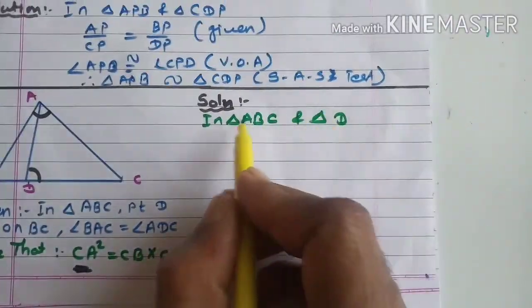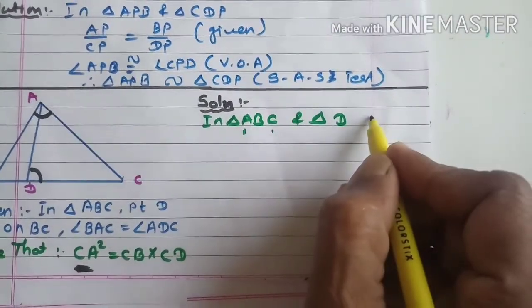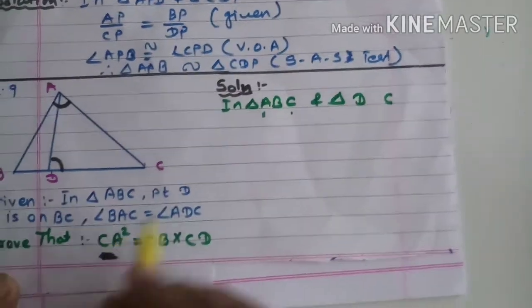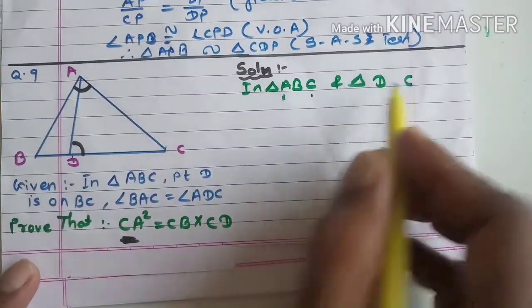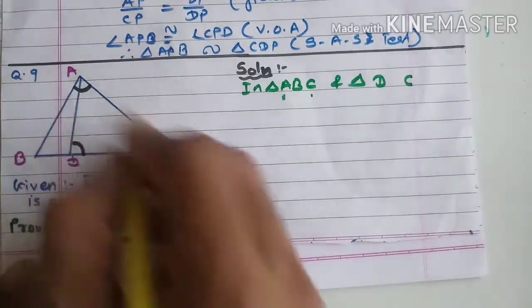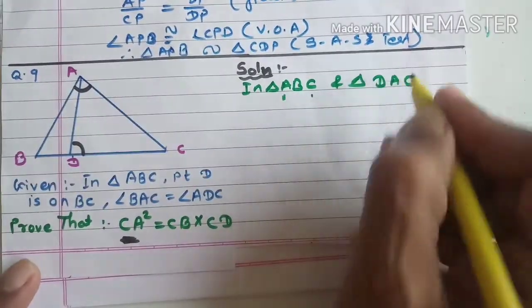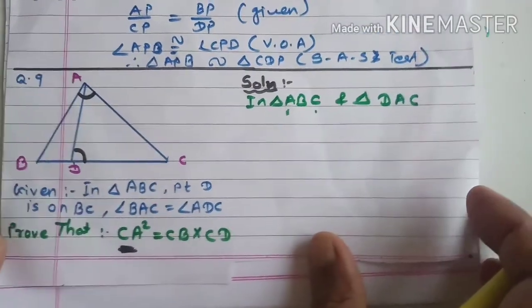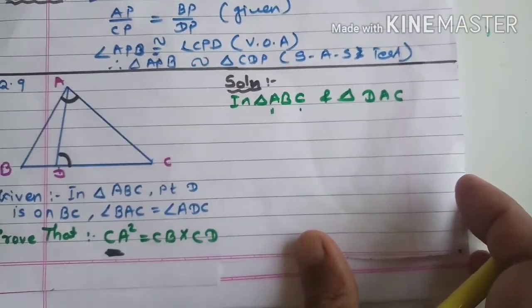So at the place of angle C we have to write angle C, and the remaining vertex in ADC is DAC. So this is how we have to write the name of the triangle according to the one-to-one correspondence.